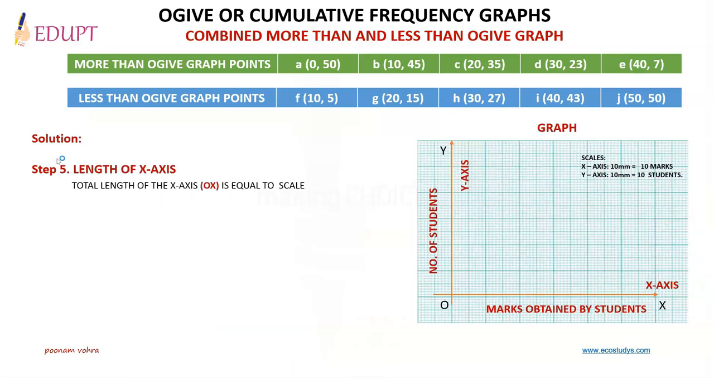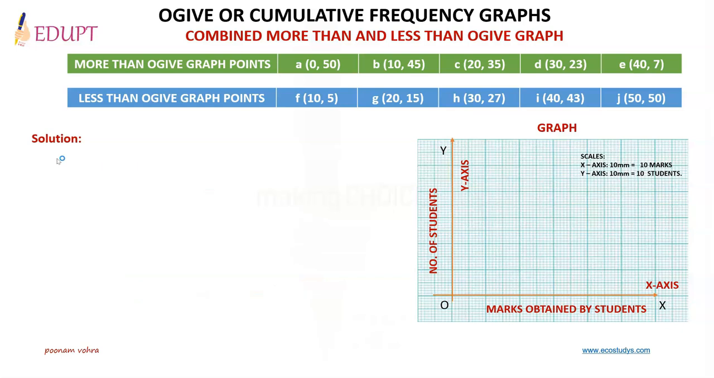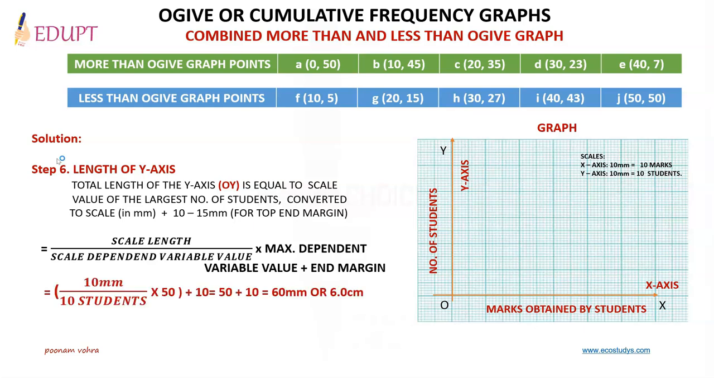Next is to decide the length of X-axis, which will be scale length divided by scale variable value into maximum variable value plus end margin, and that makes it 60 millimeters or 6 centimeters. This we have done earlier also. Similarly for Y-axis, scale length divided by scale dependent variable value into maximum dependent variable value plus end margin also gives us 60 millimeters or 6 centimeters. So length of X-axis as well as Y-axis would be 6 centimeters each.